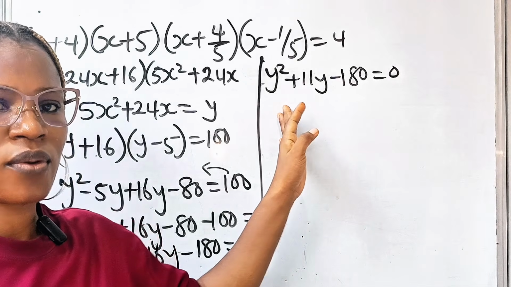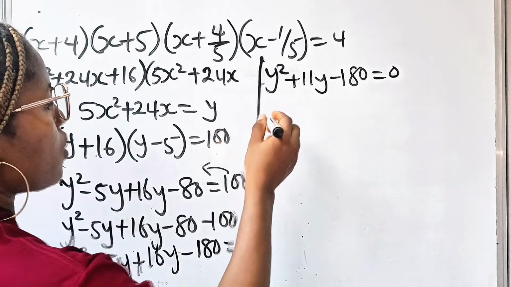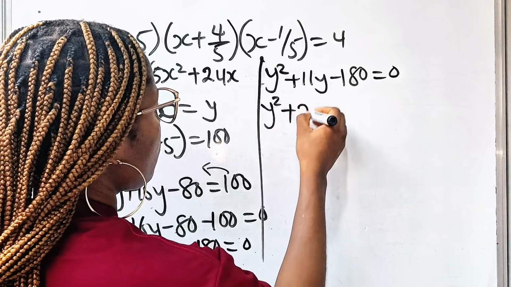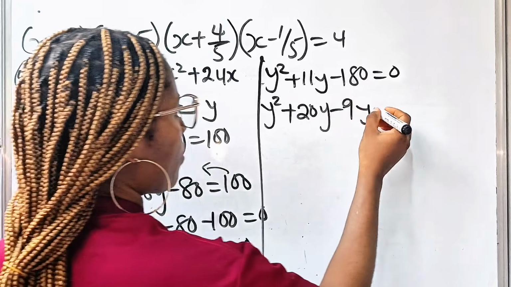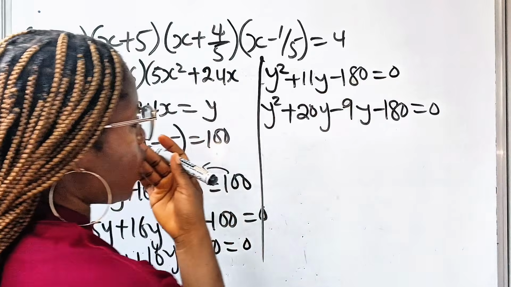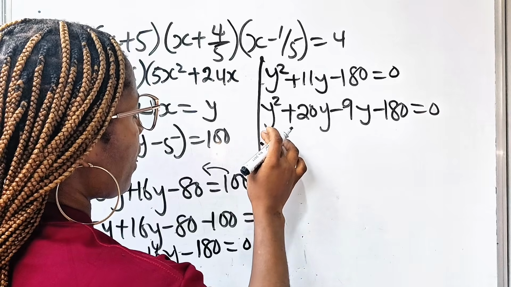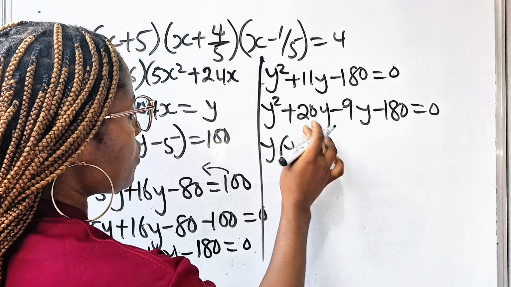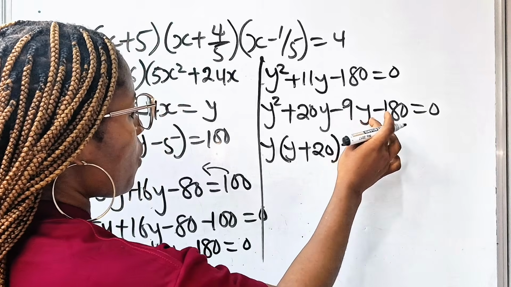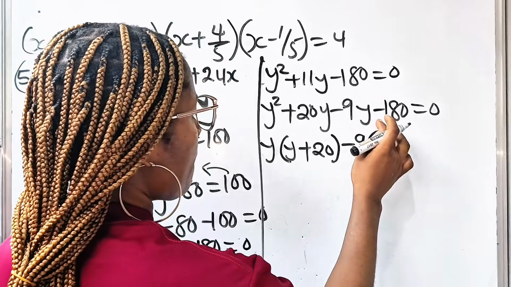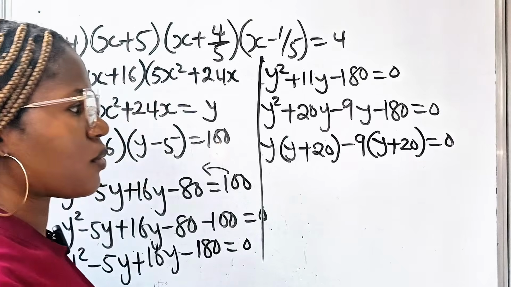So we are going to factorize now, if possible. Okay, so we have y squared plus, let's call this 20y minus 9y, because 20 minus 9 is 11, right? Minus 180 is equal to 0. Now let's group them. Between this and this, we have y in common. y squared divided by y is y. 20y divided by y is 20. Minus 9y divided by minus 9 will give you y. Minus 180 divided by minus 9 will give you plus 20 is equal to 0.